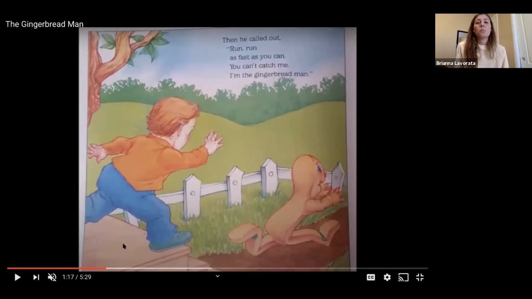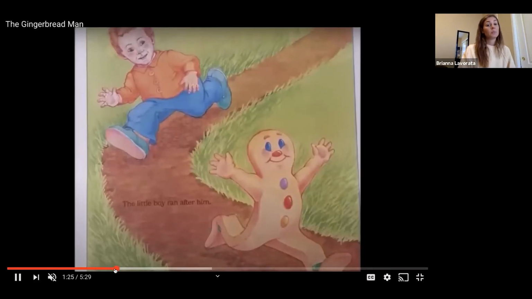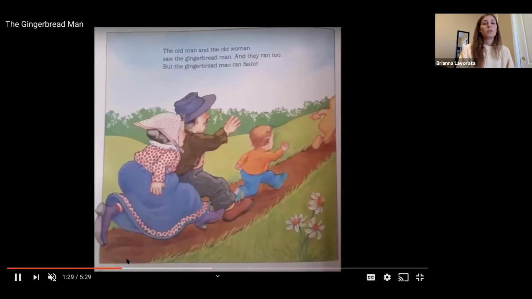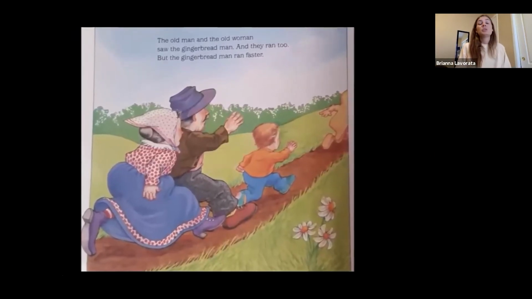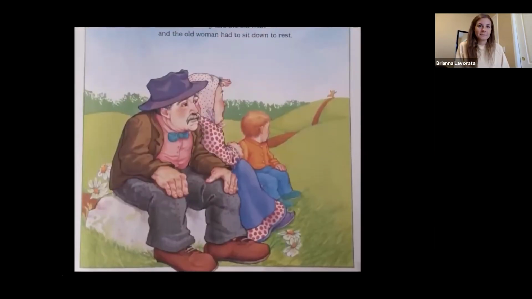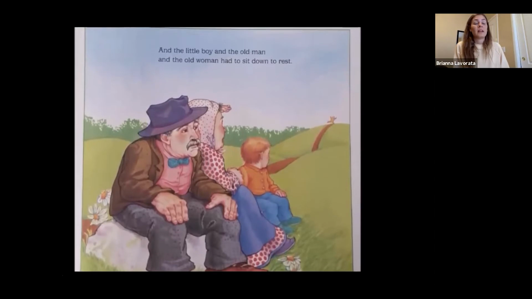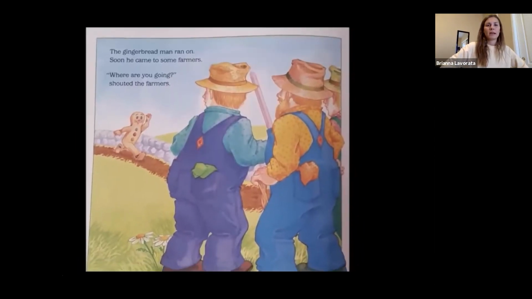So now we're going to be entering the middle portion of our story. He then called out, "Run as fast as you can. You can't catch me. I'm the gingerbread man." The little boy ran after him. The old man and old woman saw the gingerbread man and they ran too, but the gingerbread man, he ran faster. And the little boy and the old man and the old woman had to sit down and rest. The gingerbread man ran on.